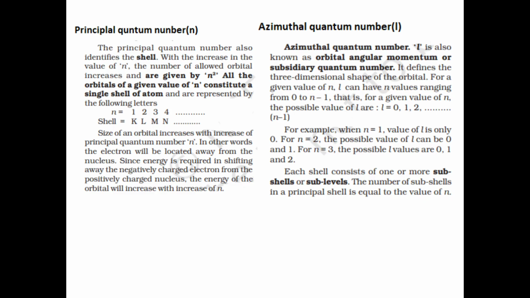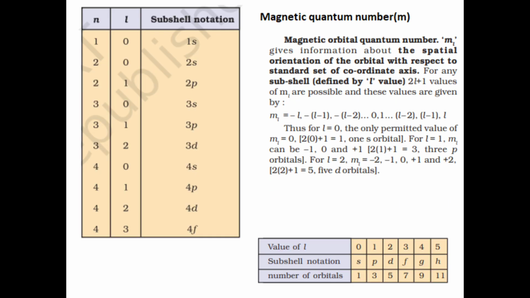Now come to the azimuthal quantum number l, which ranges up to n minus 1. For n equal to 1, l is equal to 0; n equal to 2, l is equal to 0 and 1; and n equal to 3, l is equal to 0, 1 and 2. For example, when n is equal to 1, l is equal to 0, which is n minus 1. Each shell consists of one or more subshells or sublevels.